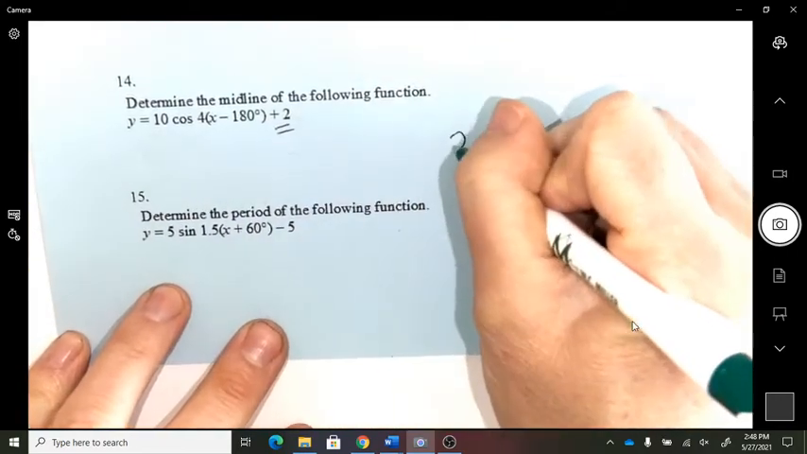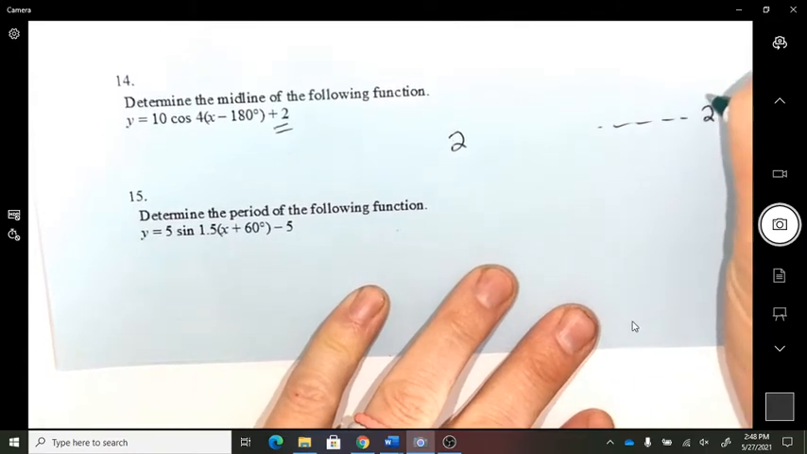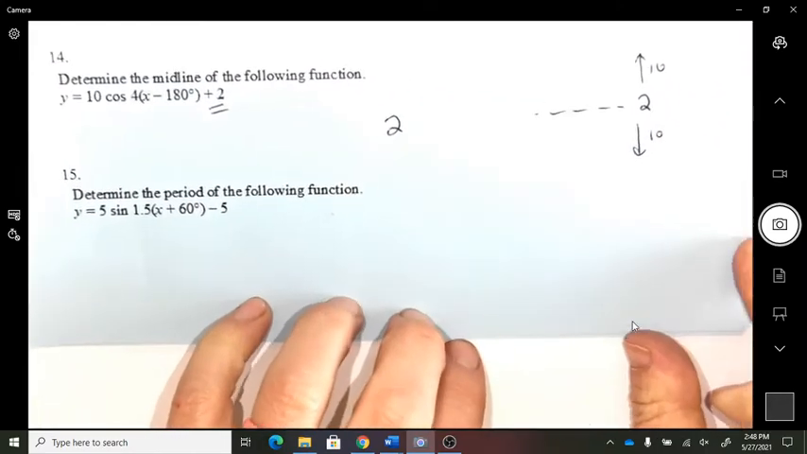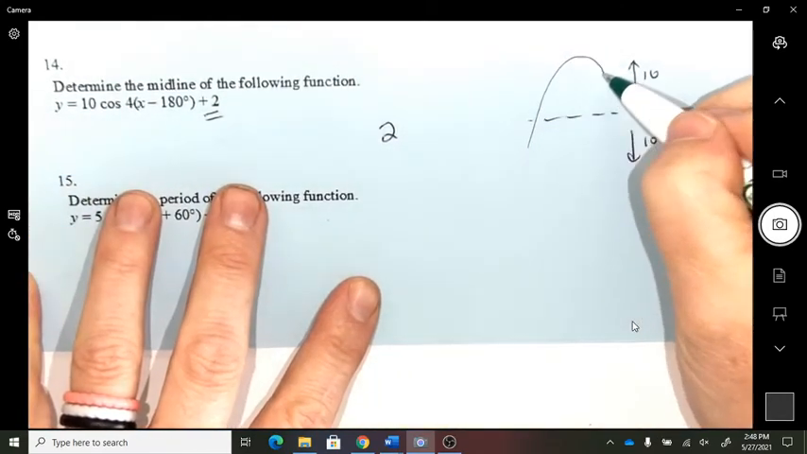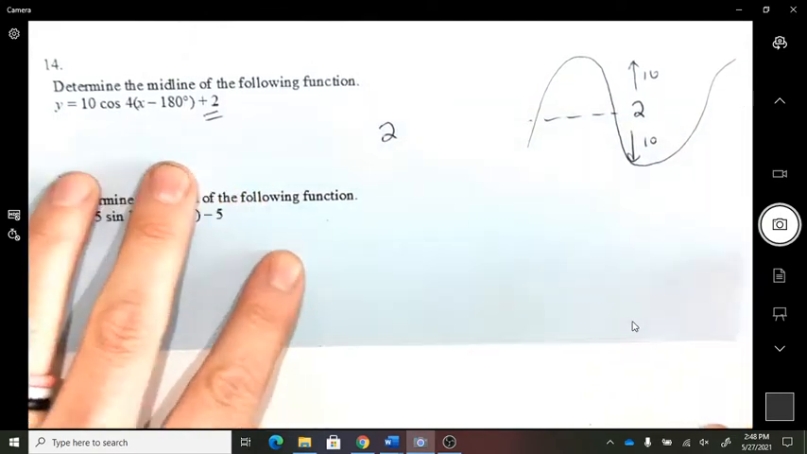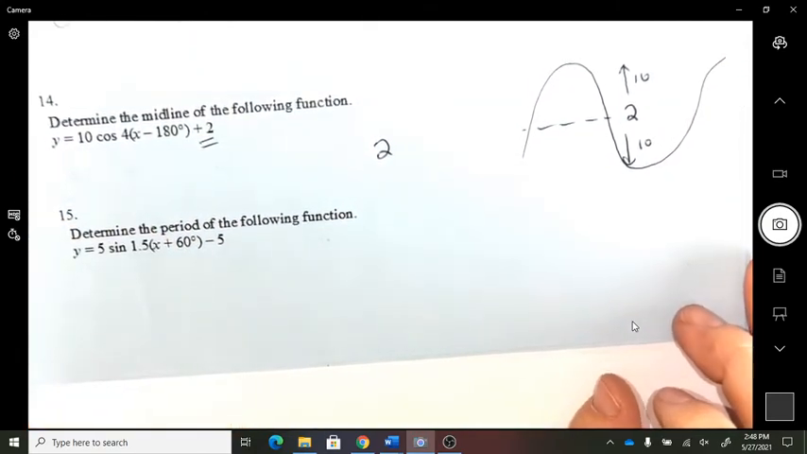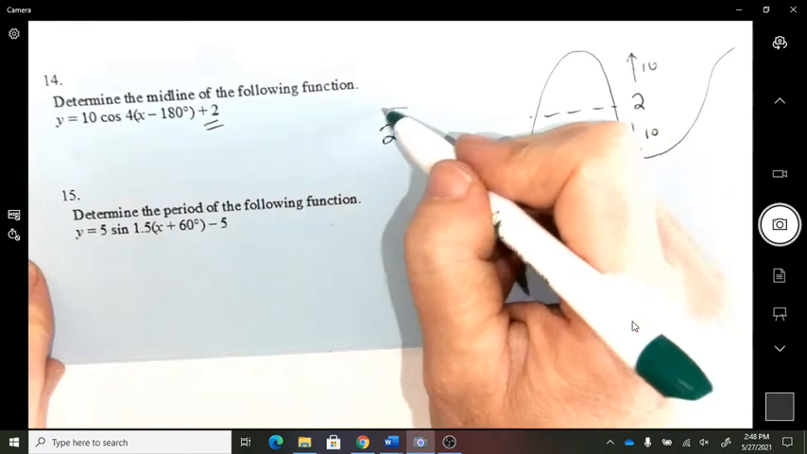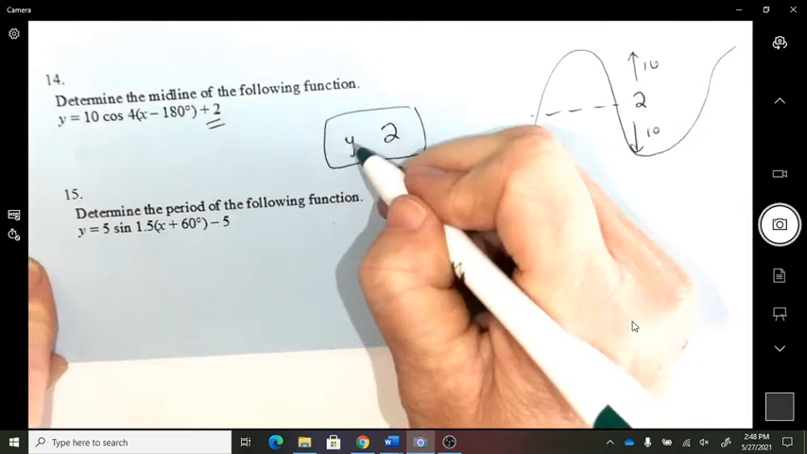2. So from 2, you would be going like that, right? The highest you would get is 12. The lowest you would get is -8. That's the idea there? Okay, so the midline is 2, but I should write what in front of it? Y equals.